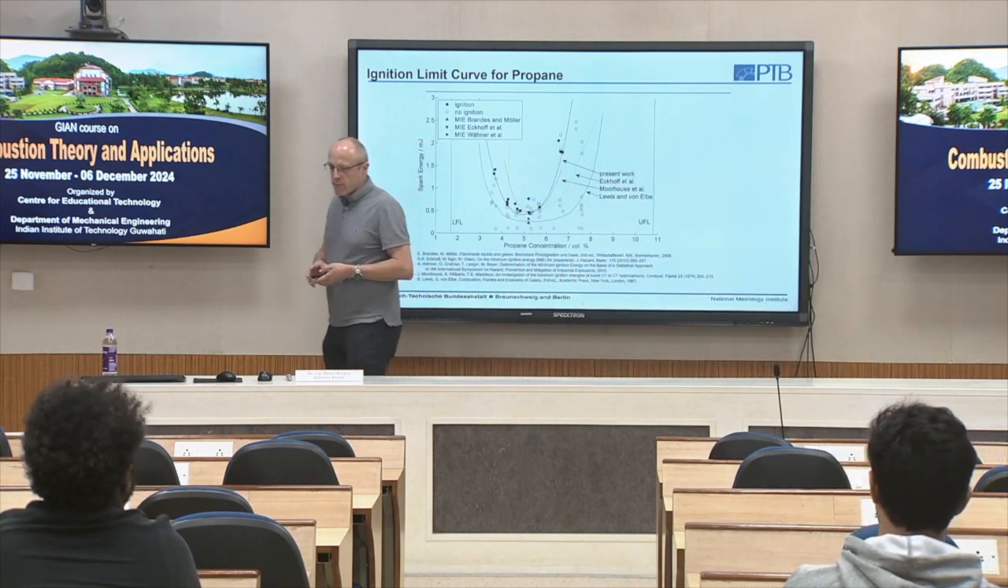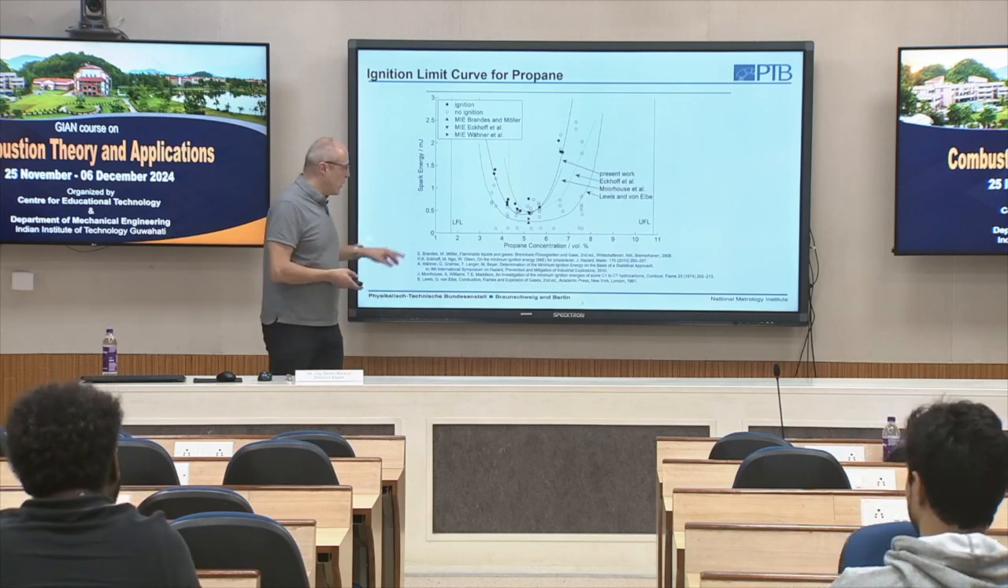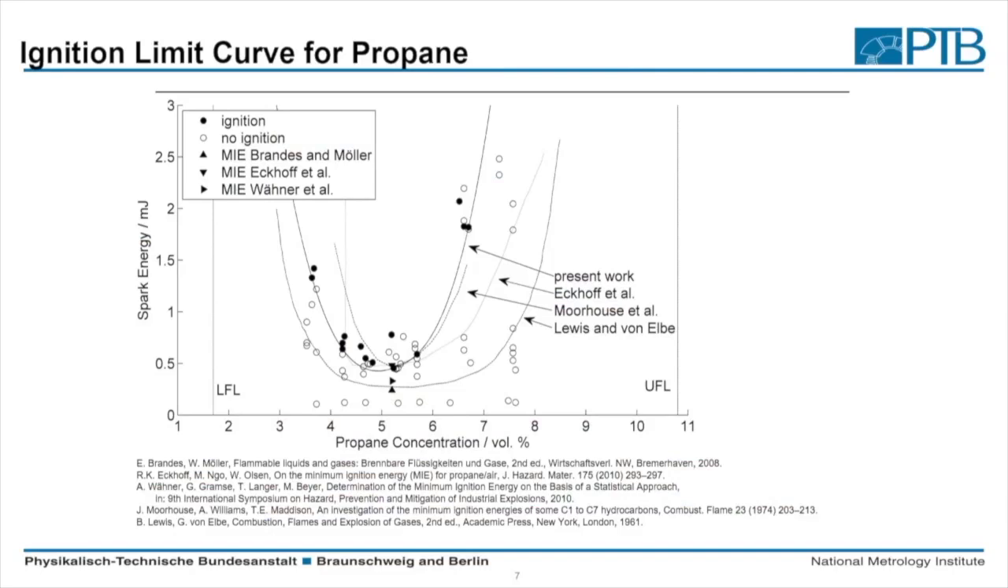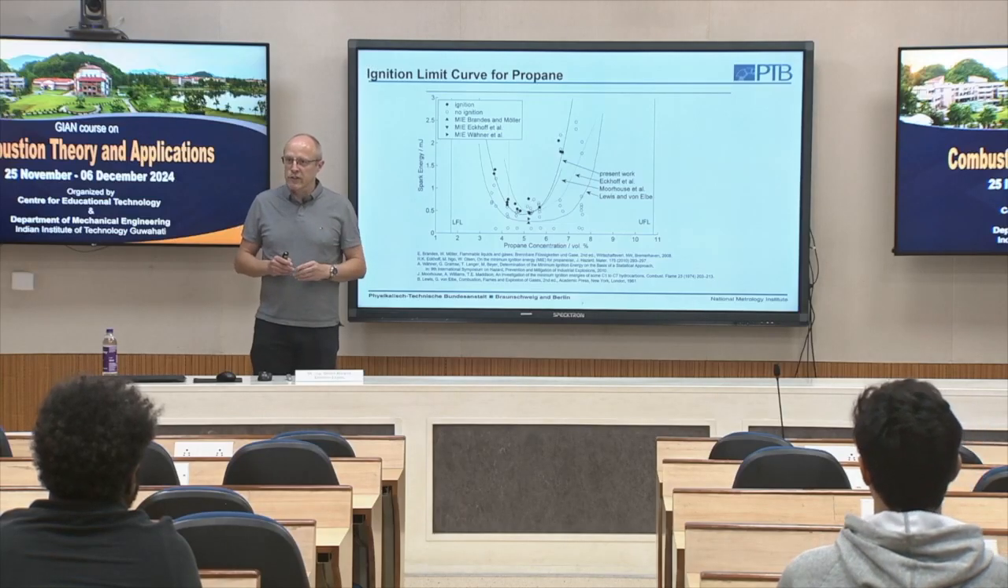a classical result from literature. First of all, you have to vary the mixture composition. You see that at leaner and richer mixtures, you need more energy. Near the stoichiometric composition, we found the minimum ignition energy. But as I said to you yesterday, this represents a mixture and an energy where we found ignition in 1 of 100 experiments.